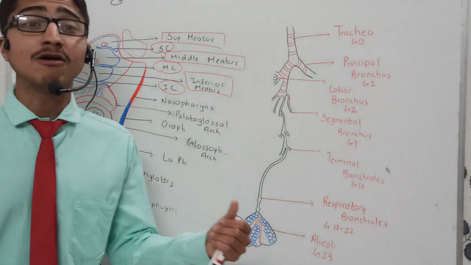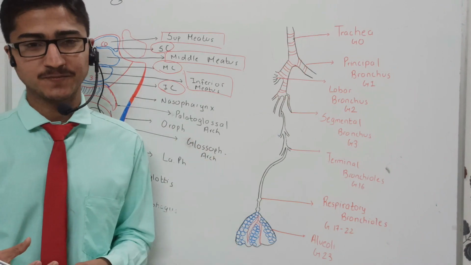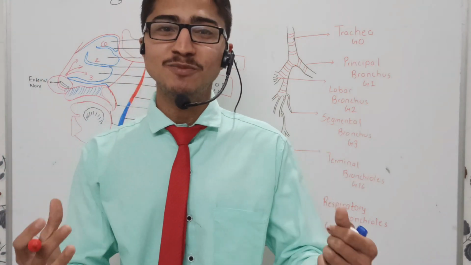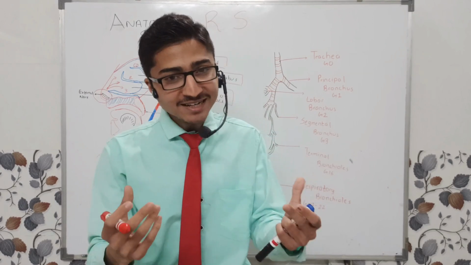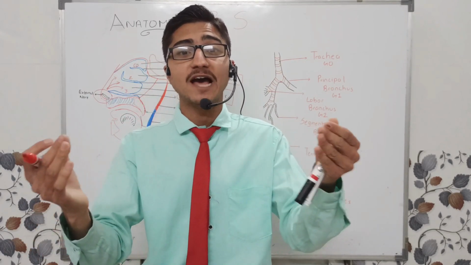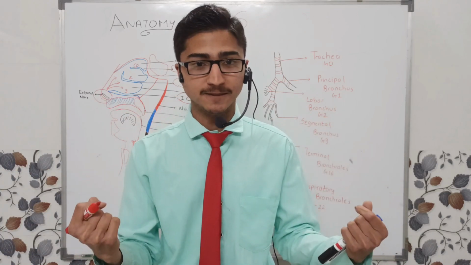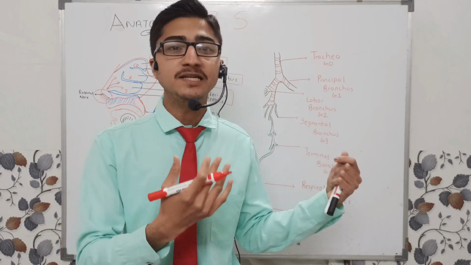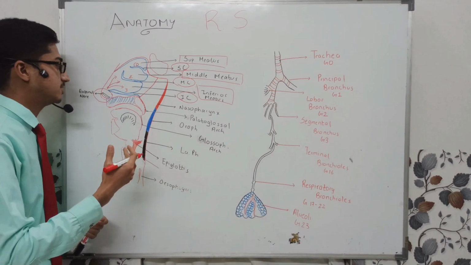Now you would be questioning what is the function of these structures? The main function of these structures is to humidify the air, to moisten the air, to filter the air, and to bring the temperature of external air to the temperature of the internal body. These are the four major functions of these meatus and conchas. Let's see the further structures.